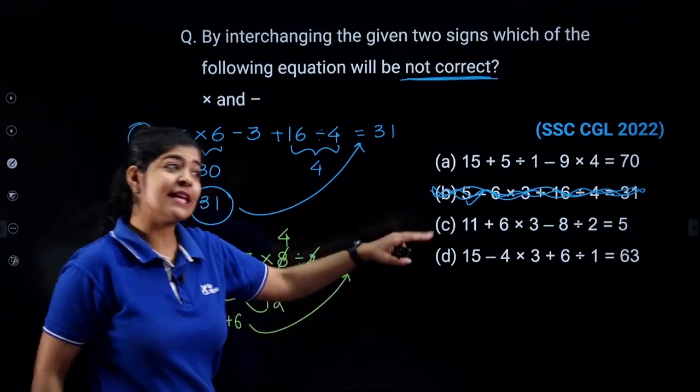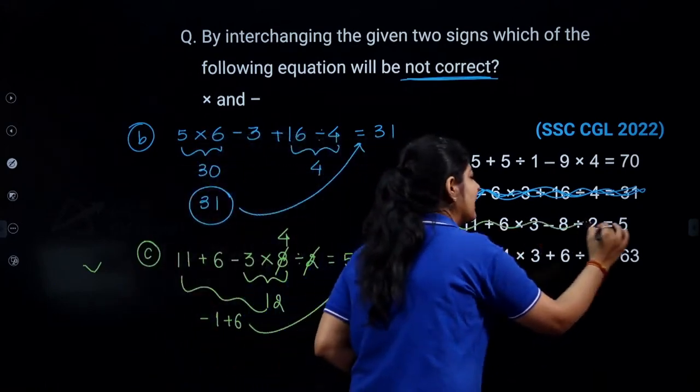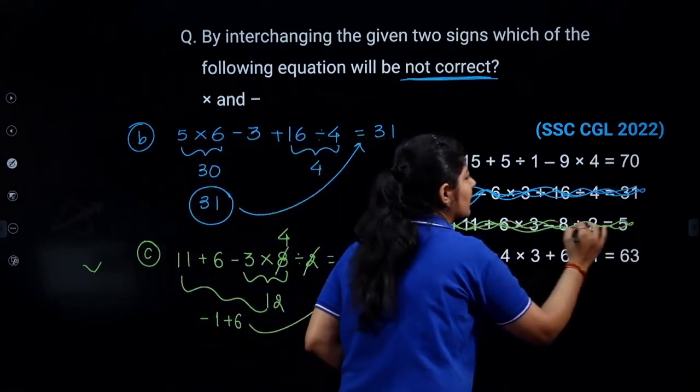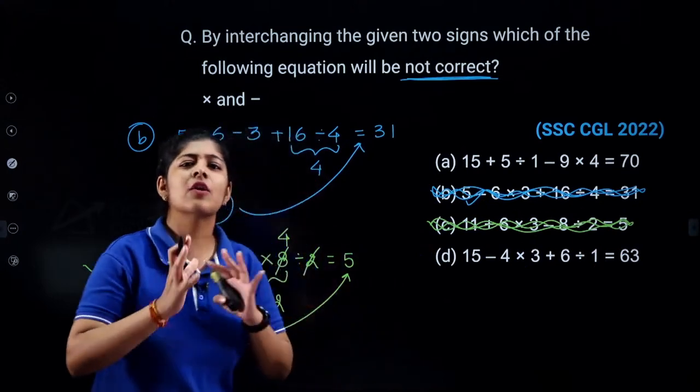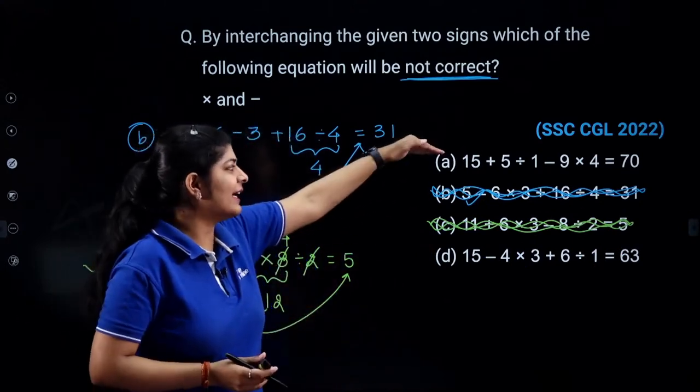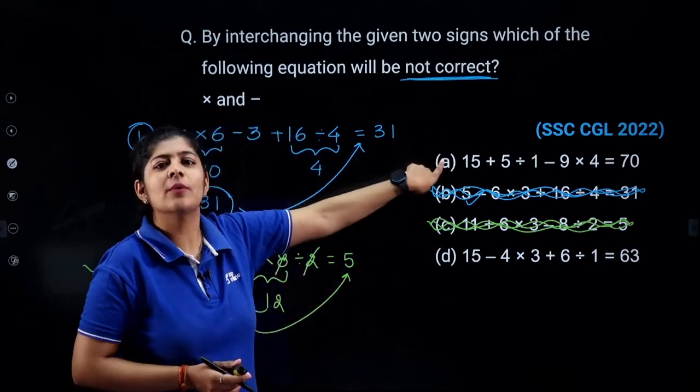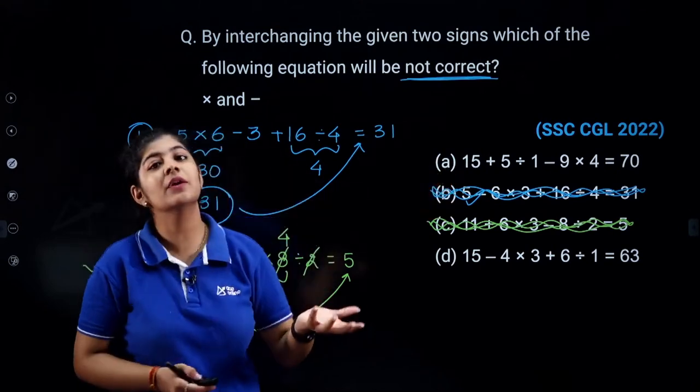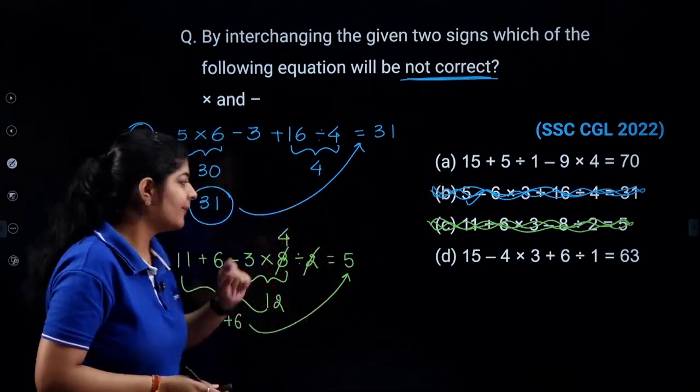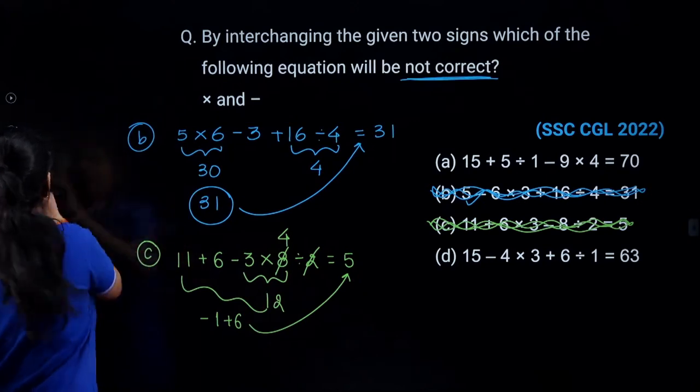So basically this equation is correct too, so we can just simply eliminate this equation as well. We are just cross checking our answer. We already have our answer as option number A, but we are just rechecking it. The last option, option number D.